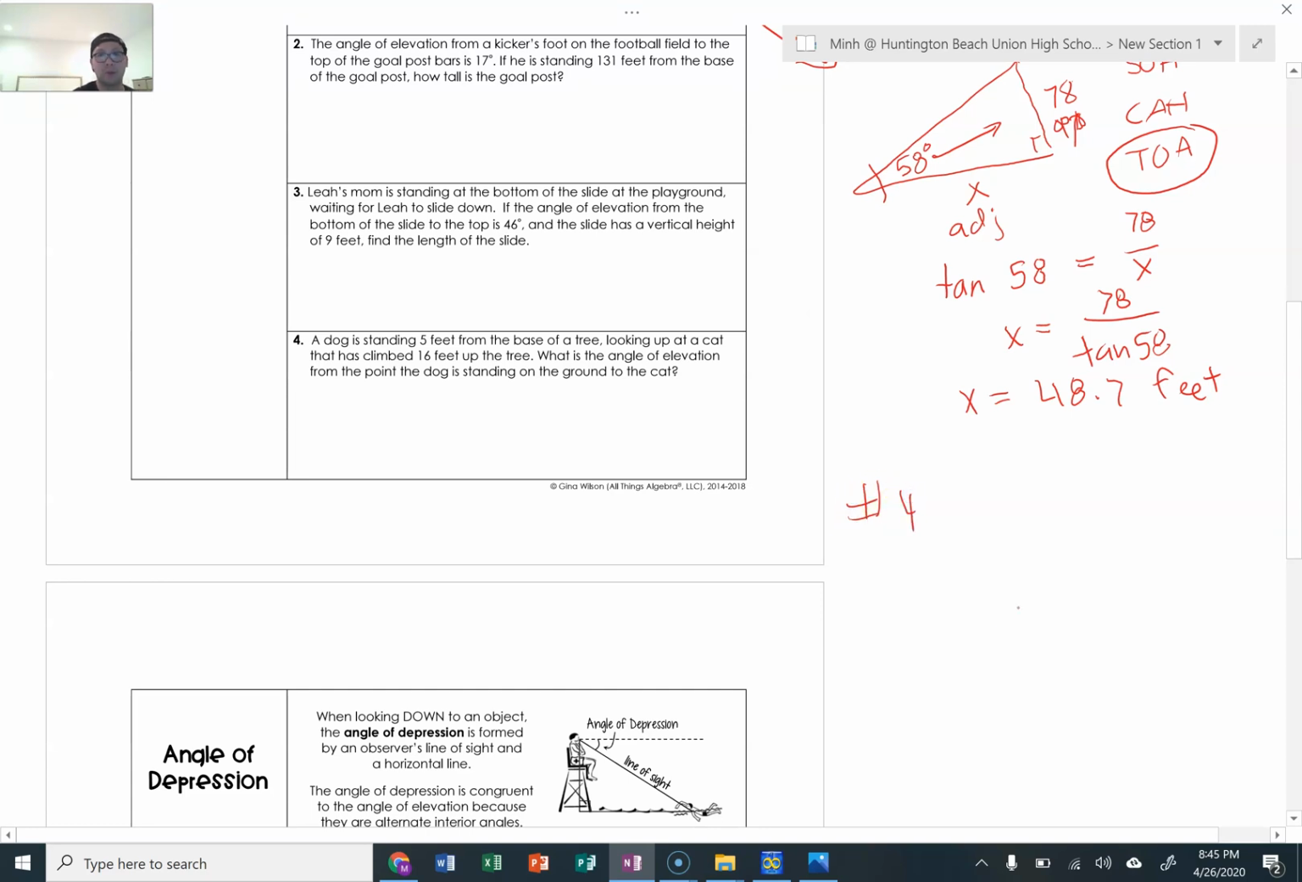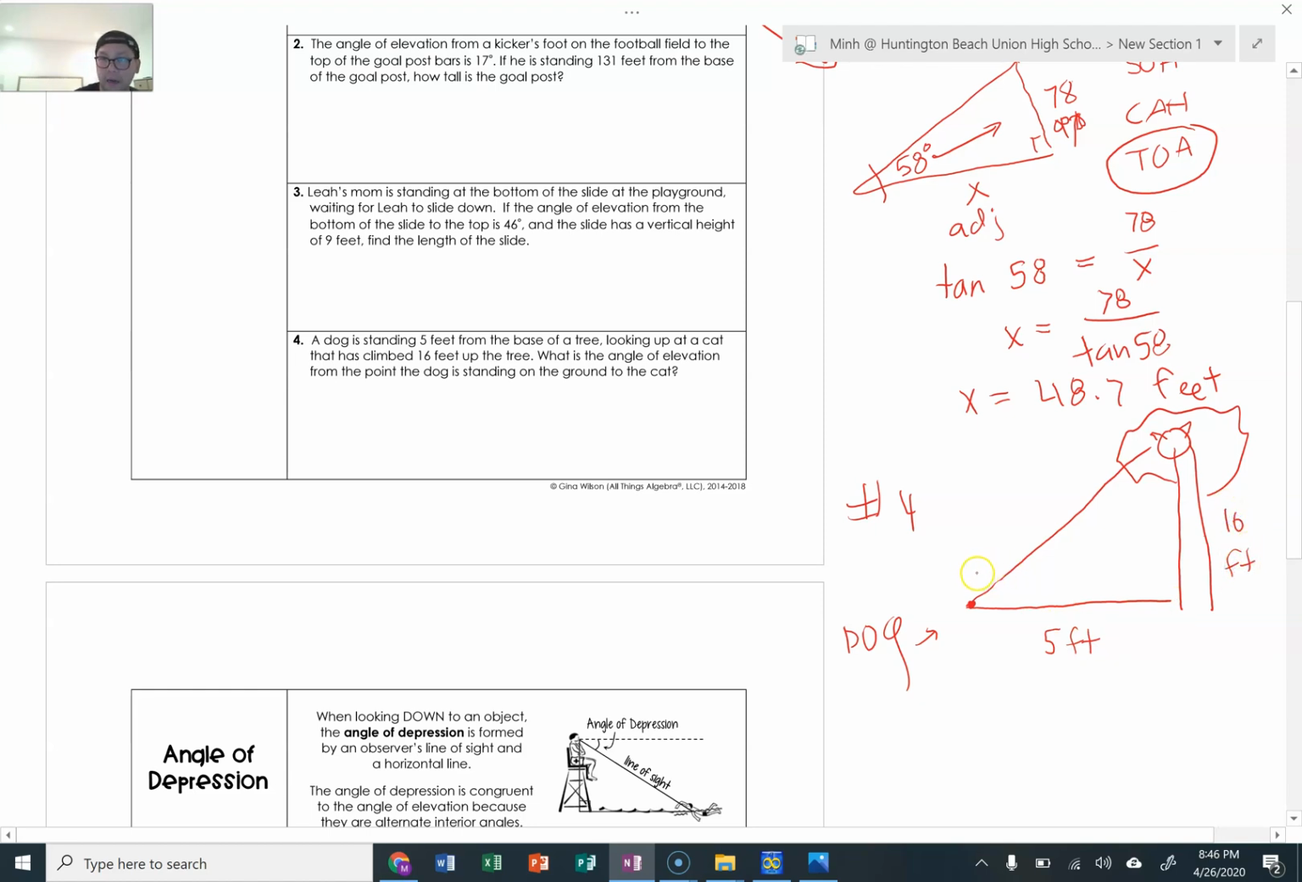I'm not the best drawer, but making it easy, that point we're going to represent as the dog. And that dog is away from a tree. And then there's a cat up here with no body, right? So it's looking up at an angle of elevation, and it sees it right there. We do know the dog is 5 feet from the base of the tree, so 5 feet is right here. And the tree is 16 feet. Since the dog is looking up at the cat, they're asking us, what is the angle of elevation? We need to understand that there's a right angle created right here.